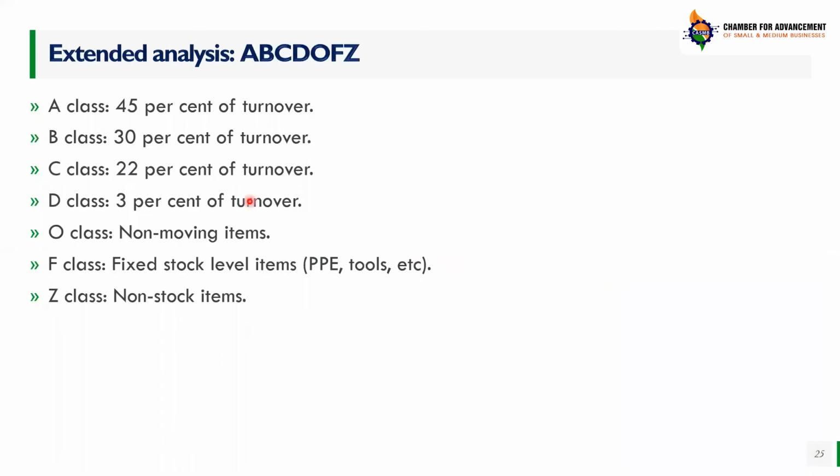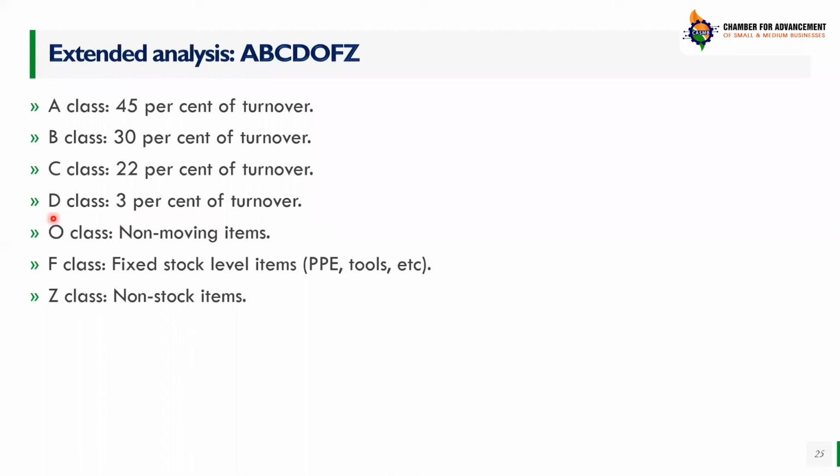Then extended analysis based on ABC analysis is A, B, C, D, O, F, Z. So there are different categories. Instead of just three categories A, B, C, now we have four major categories A, B, C, D. So 45% of the turnover A class items, 30% of the turnover B class items, 22% of the turnover C class items, and 3% of the turnover D class items.